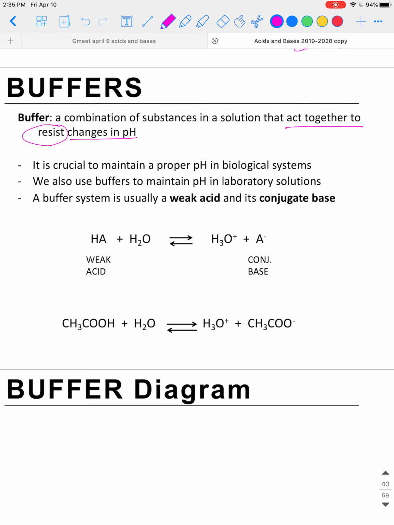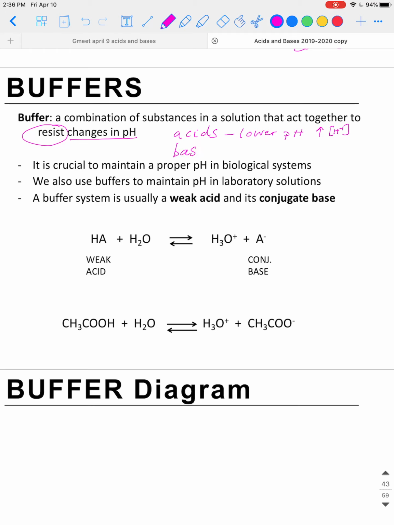So what does that mean if we're going to resist changes in pH? Well, what types of things can change pH? Acids. What can an acid do to pH? Acids lower pH. How in the world do they do that? Acids generate H+. They increase the concentration of H+, because acids give away an H+. And the more H+ you have, the lower the pH.